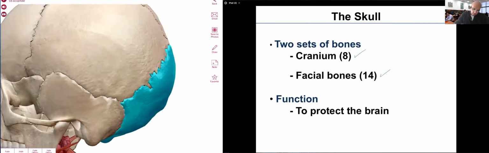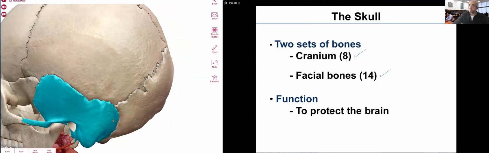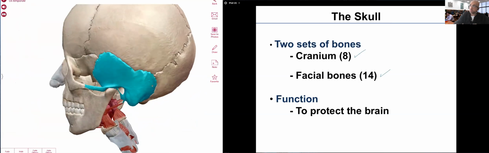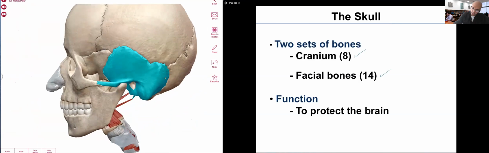Another bone that we've seen last time was the temporal bone. And if you remember, we've seen three processes in the temporal bone. First, a process that connects it to the zygomatic bone here. The bone of the cheek is the zygomatic bone. We call this my zygomatic process.